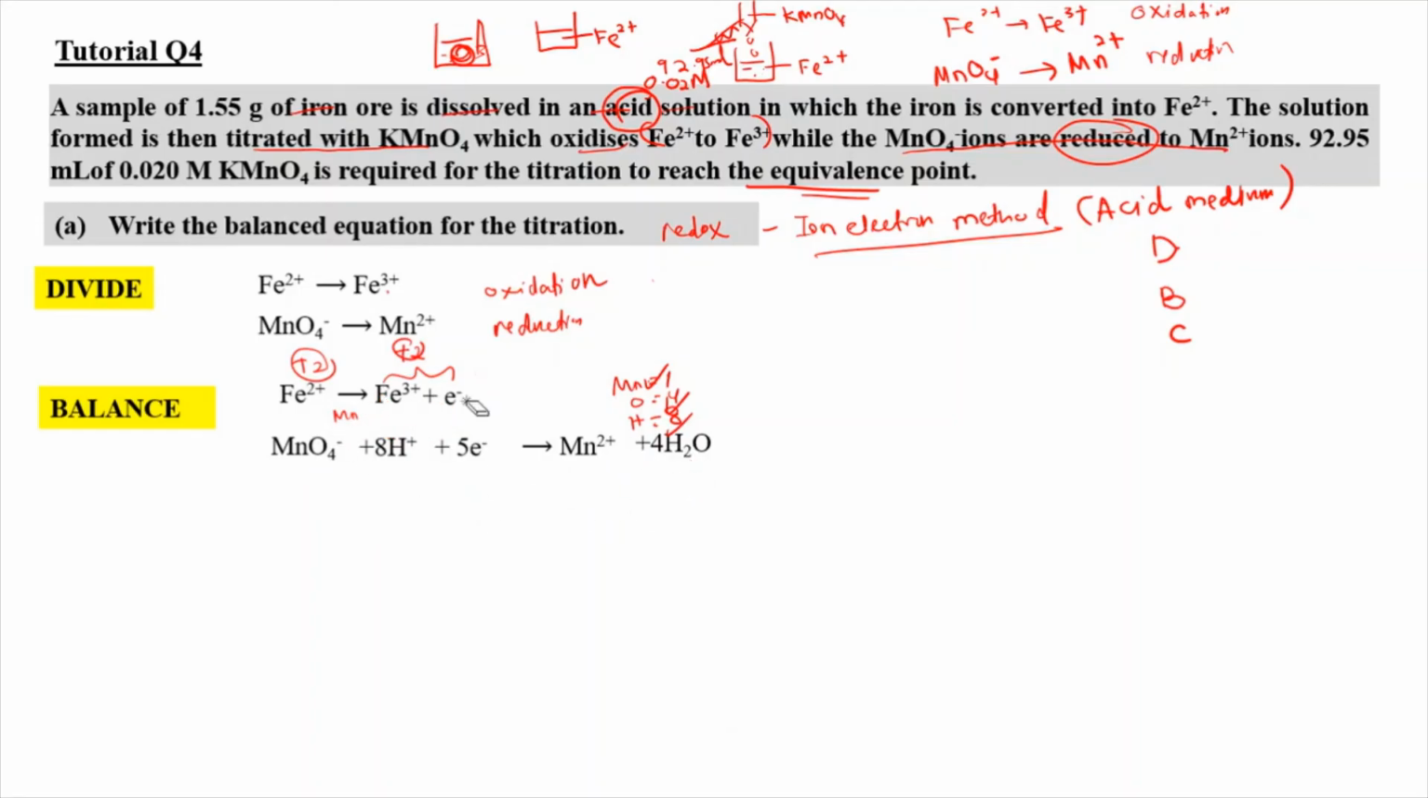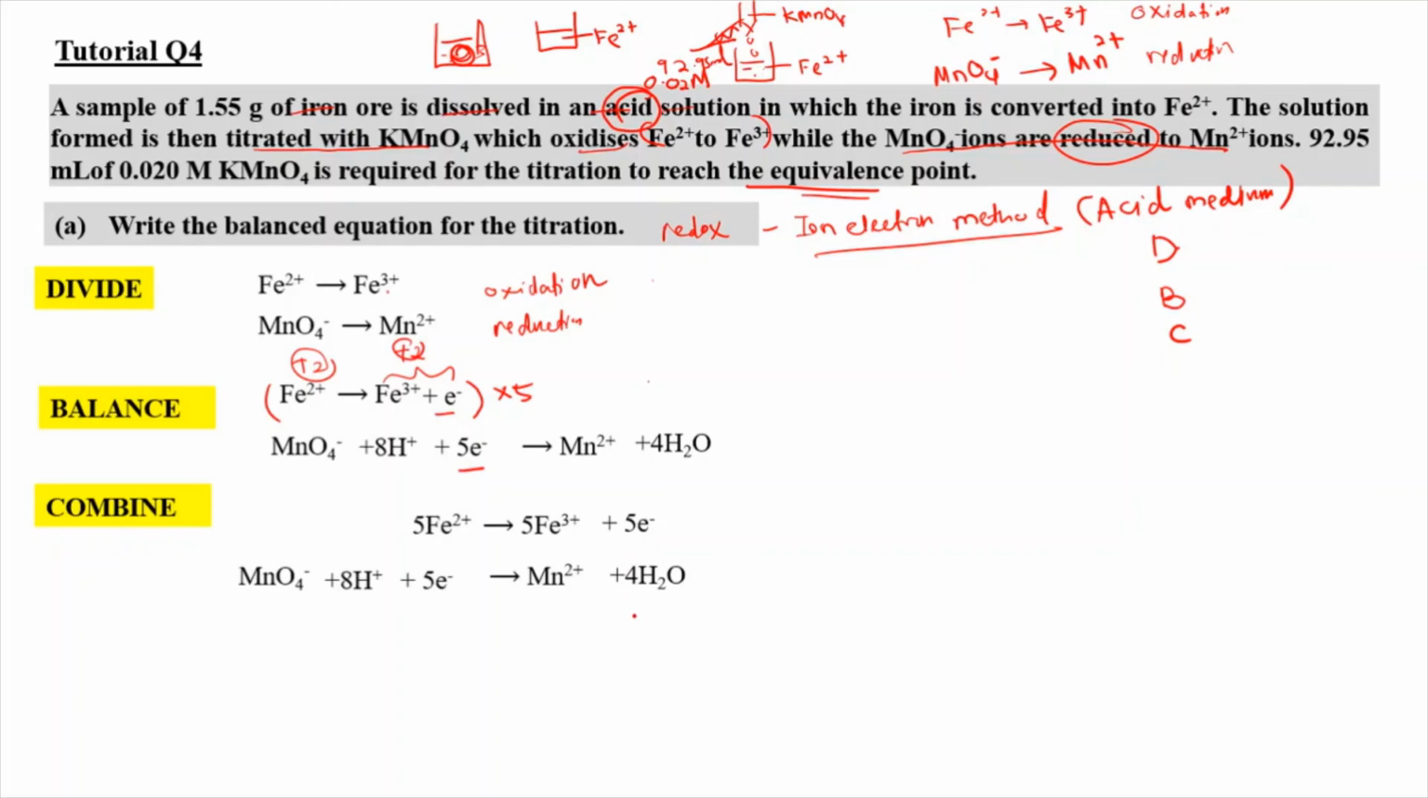Once we have settled both balancing parts, now we need to go to the next part, which is to combine. In order to combine, we need to ensure that the number of electrons for both half equations is the same. So we need to multiply the first equation by 5. So it's going to be 5 Fe2+ going to 5 Fe3+ plus 5 electrons. For this one, we just copy it again. To combine, you can cancel out the 5 electrons and 5 electrons here.